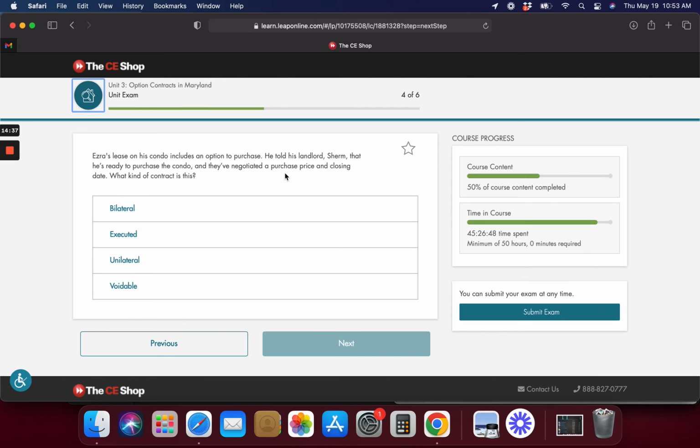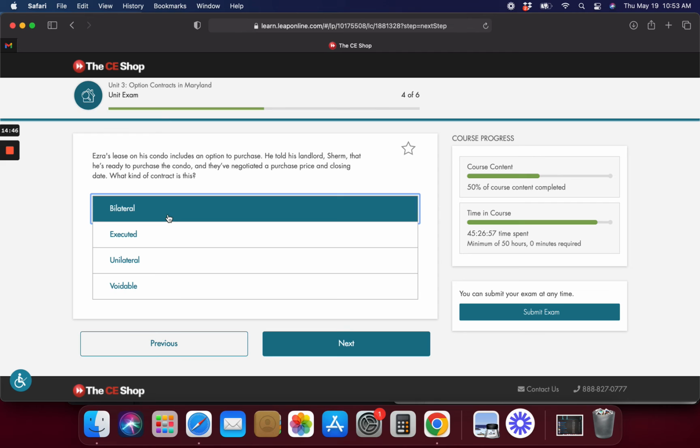All right, Ezra's lease on the condo includes an option to purchase. He told his landlord, Sherm, that he's ready to purchase the condo, and they've negotiated a purchase price and closing date. What kind of contract is this? This is a guess, by the way.